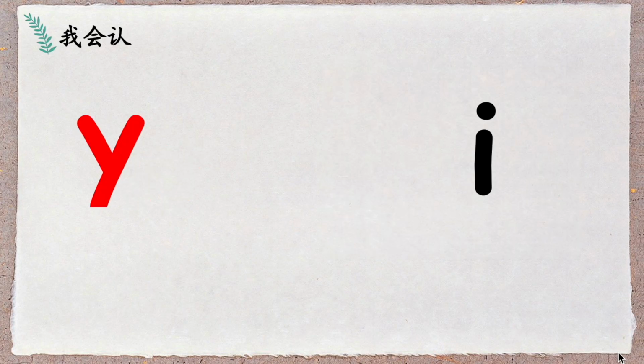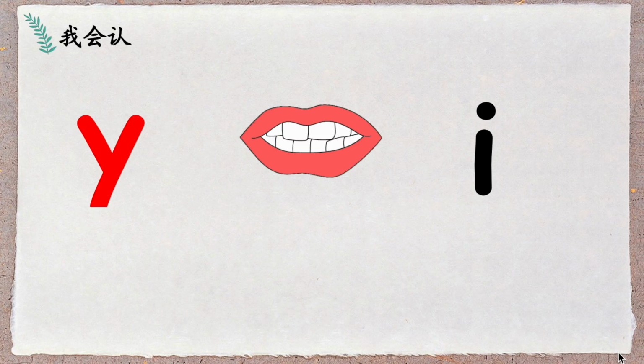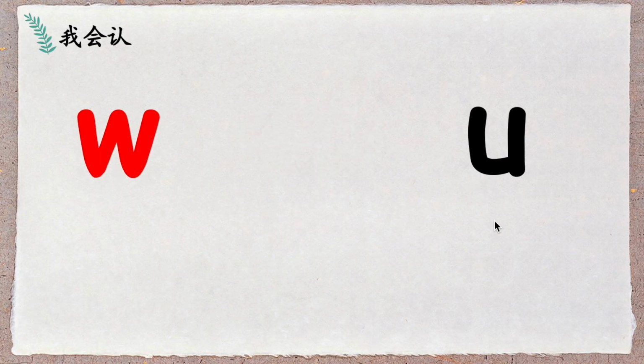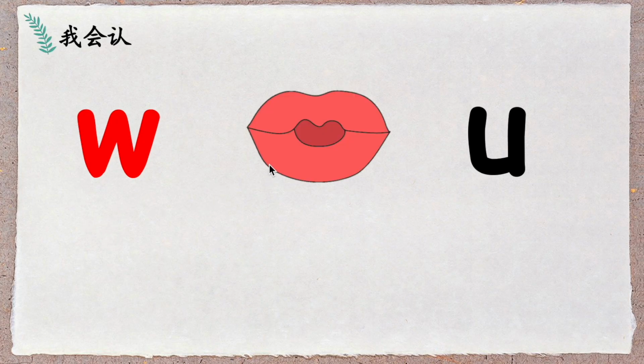Okay, pay attention. I. The sound of I is just like the sound of E, but remember, I is an initial and E is a final. Next one. U. The sound of U is just like the sound of U. Again, U is an initial and U is a final.